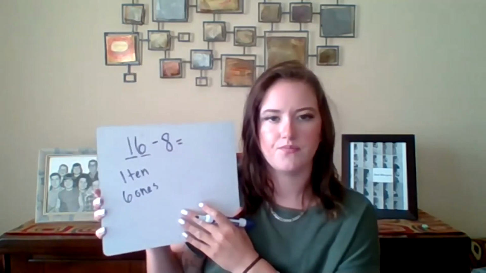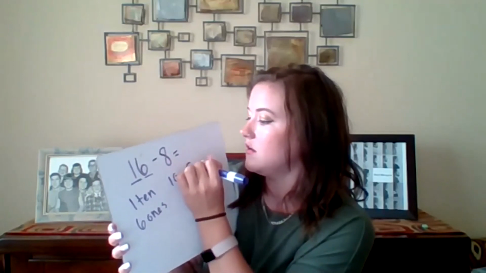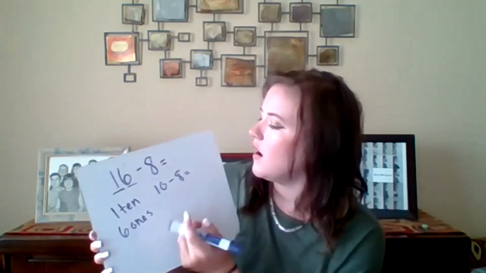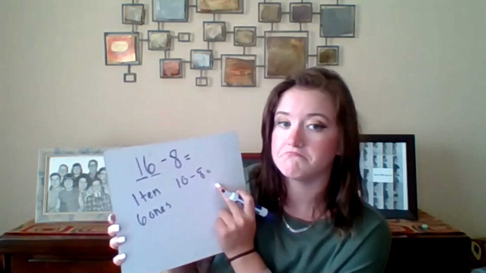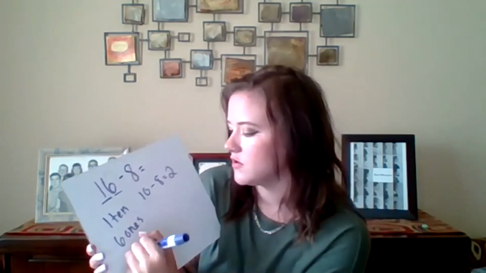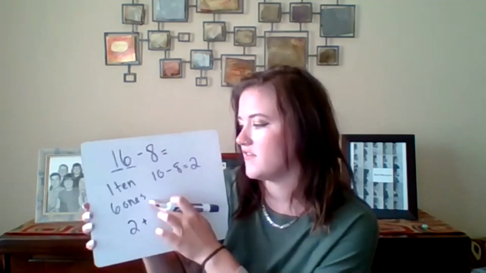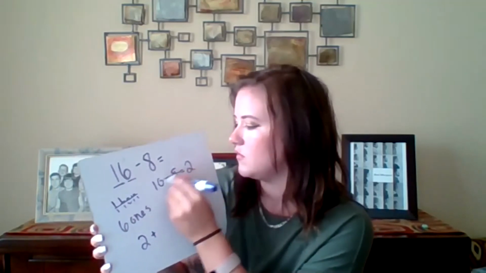So now what are we going to do? We're going to take our 10. We're going to subtract 8 from our original equation, correct? Beautiful. Nice job. All right. So we know fluently that 10 minus 8 is 2. Nice job. All right. And then what are we going to do? We're going to take our 2. We're going to add it to what's left over.